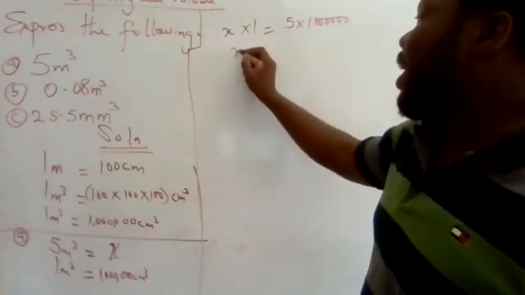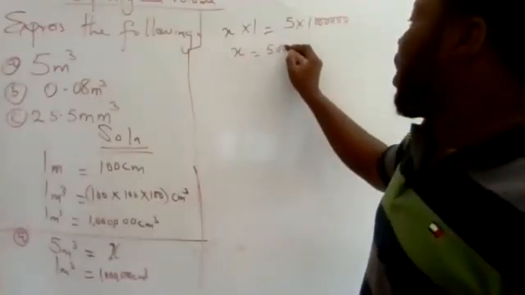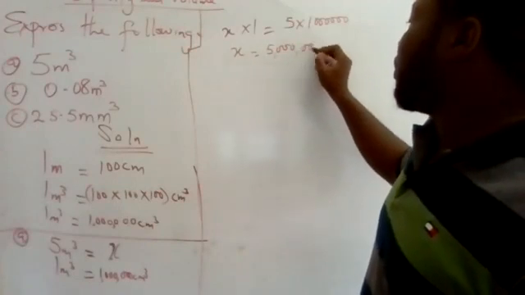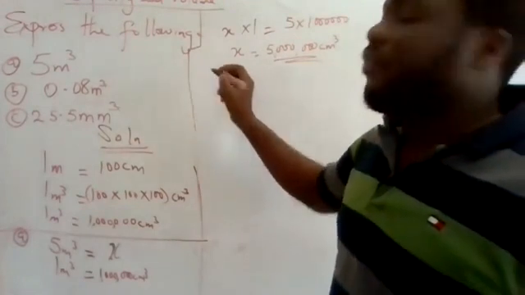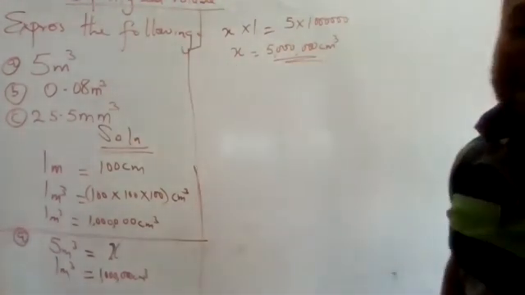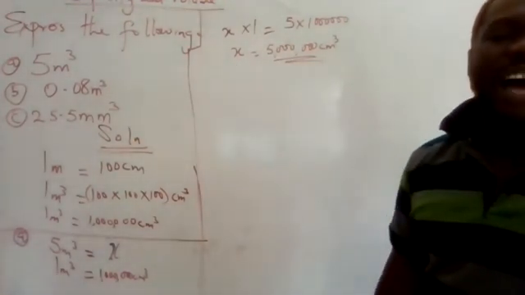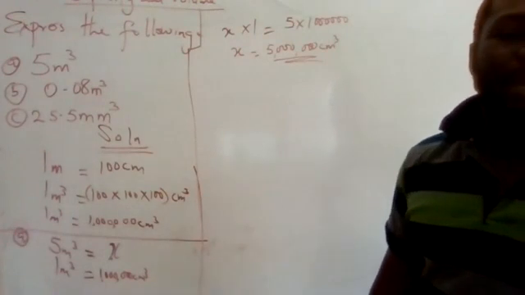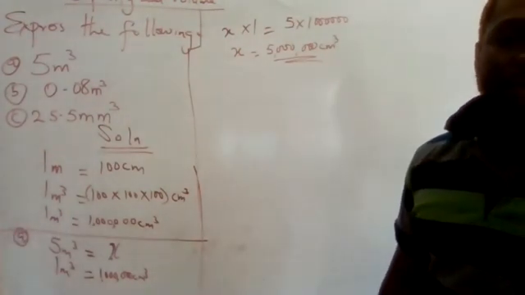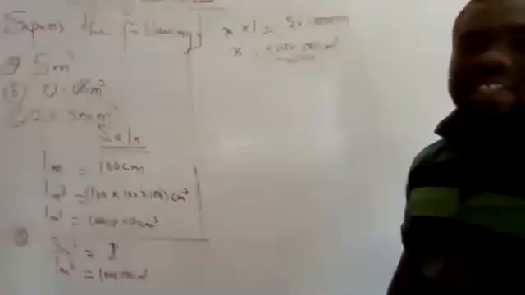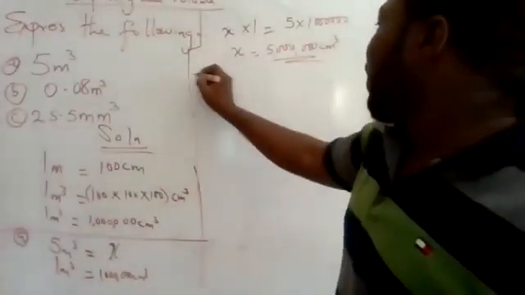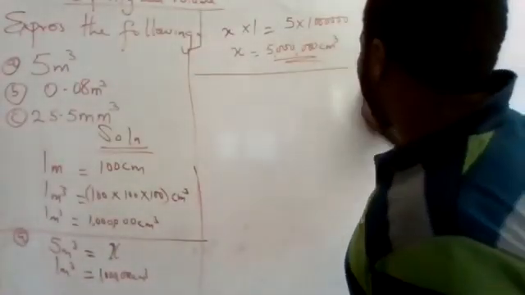So that would mean that x is equal to 5 million centimeters cubed. That would mean that your 5 meter cube is equivalent to 5 million centimeters cube. Now, in the same vein, let's take the other question.